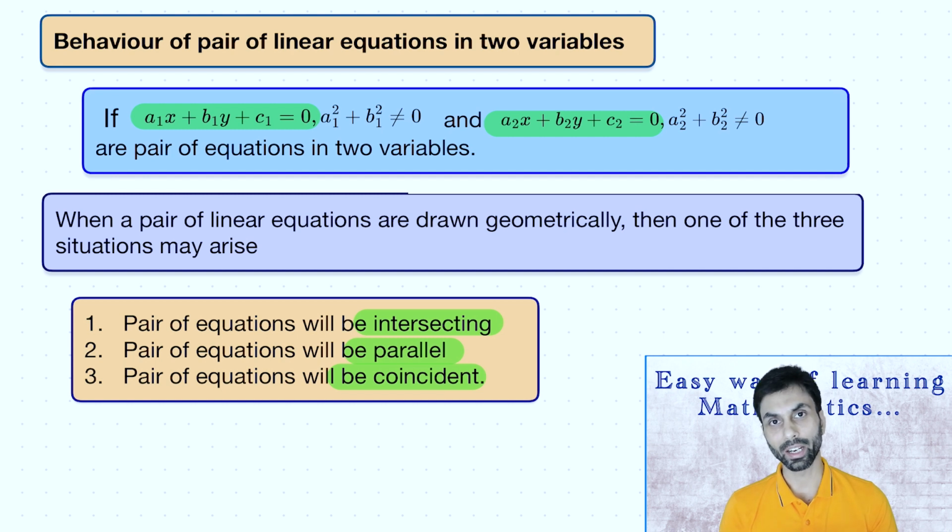That means either they will intersect at a point, or they will be parallel, which means they will never intersect. And the third case is where they will be coincident, where one line will be exactly over the other line. Let's discuss these three cases individually, and we'll also see how we can find out what type of pair of equations we have without even drawing the graph of it.